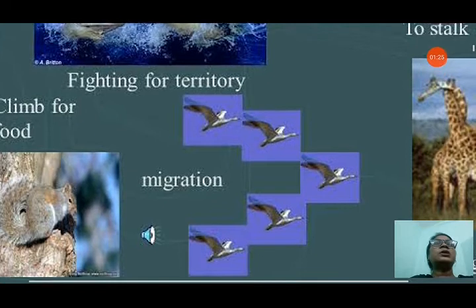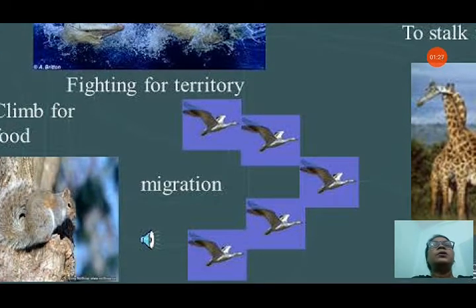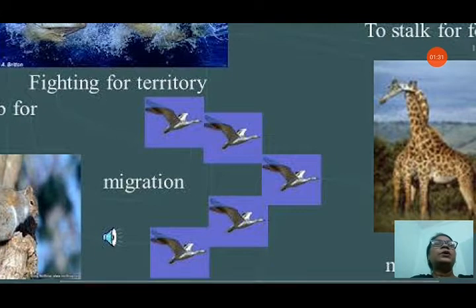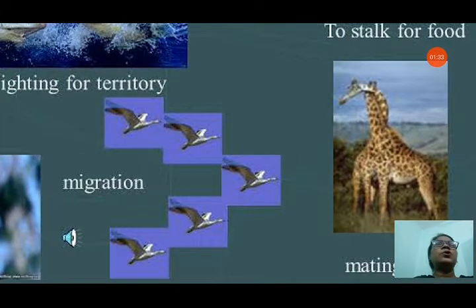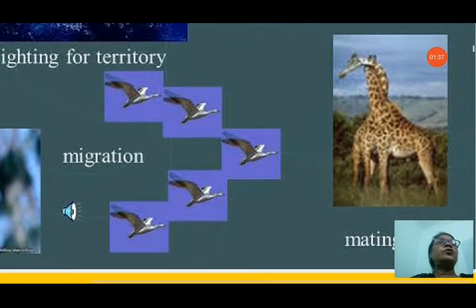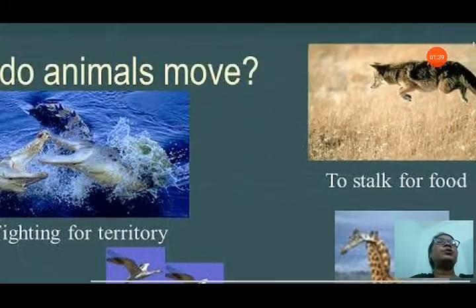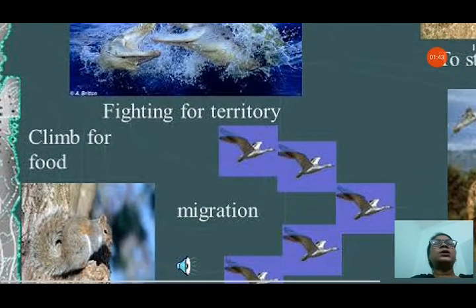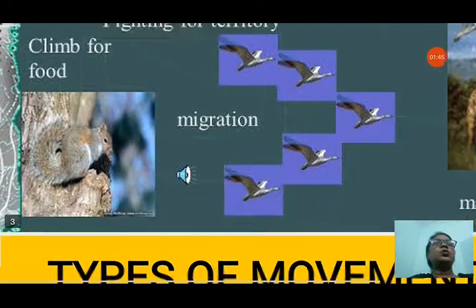Migration for harsh climate: they survive by moving from one place to another. For the harsh climate or for not getting food, they migrate from one place to another. They also move from one place to another to search for food. So all these are the reasons why animals need to move.